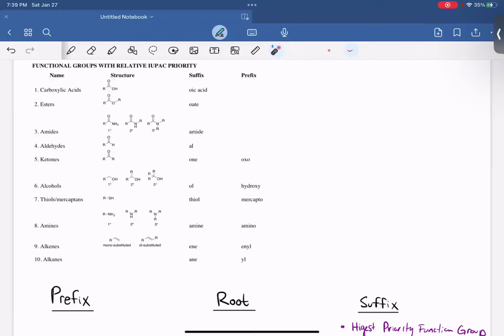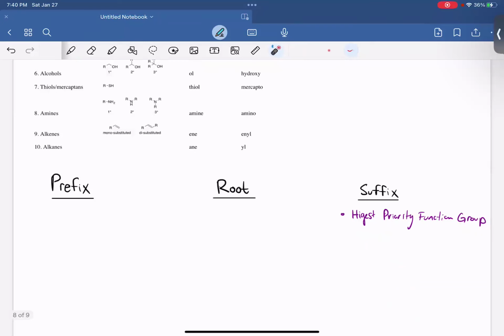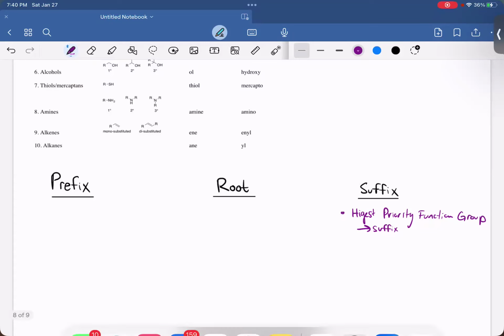So let's say hypothetically you have an alcohol in a molecule and a carboxylic acid. Of course, your carboxylic acid gets the highest priority because it's higher up on the list, and we'll use this as the suffix of our name. So you identify your highest priority functional group and the suffix that names that highest priority functional group.